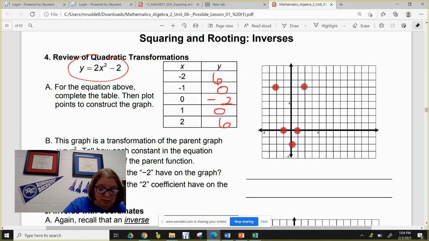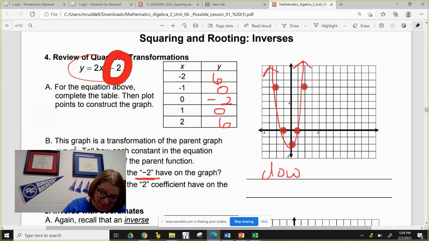So this parabola, you can tell, has been moved down 2, and it has a vertical stretch. It's narrower, skinnier than our x squared. This graph is a transformation of the parent graph. Tell how each constant in the equation affects it. This -2, that's a k. Yeah, it's not in vertex form. That's okay. This -2, you can tell from the graph, moved it down. Guess we should say translates or slides down. The 2 coefficient on the graph has a vertical stretch.